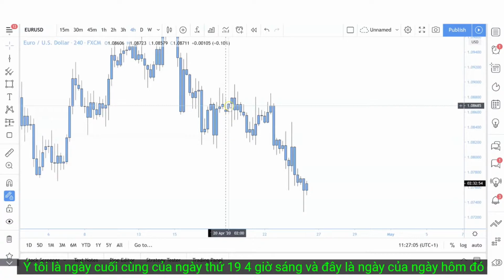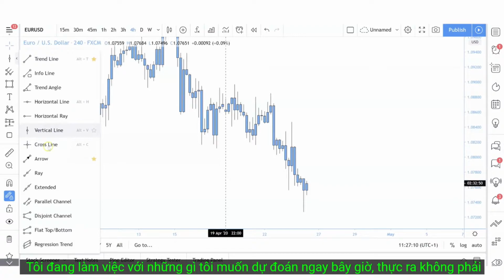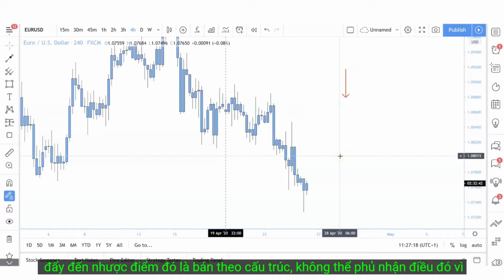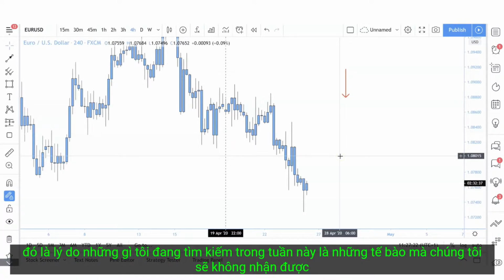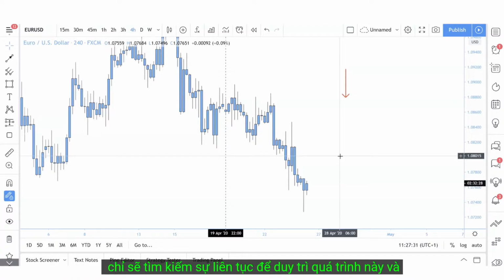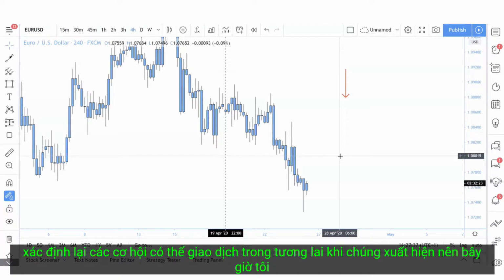Now, what I want to identify is that this market structure is clearly pushing to the downside. It's a sell by structure. There's no denying that. So for that reason, what I'm looking for this week is sells only. We're not going to get too advanced here and start looking for exhaustion trades and reversals. We're just going to be looking for continuations to keep this process and exercise simple so that we can train our pattern recognition and also identify tradable opportunities again in the future when they pop up.